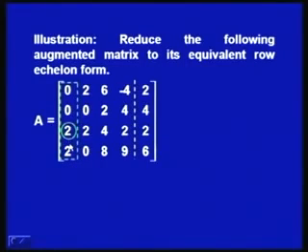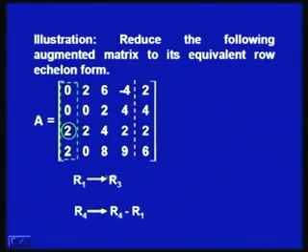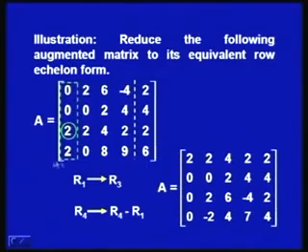So the first step is you apply R1 to R3. So first bring this particular row here, and then R4 is R4 minus R1. So once this becomes R1, then R4 minus R1 will make this element 0. So if we apply these two transformations, then what we have is this matrix.